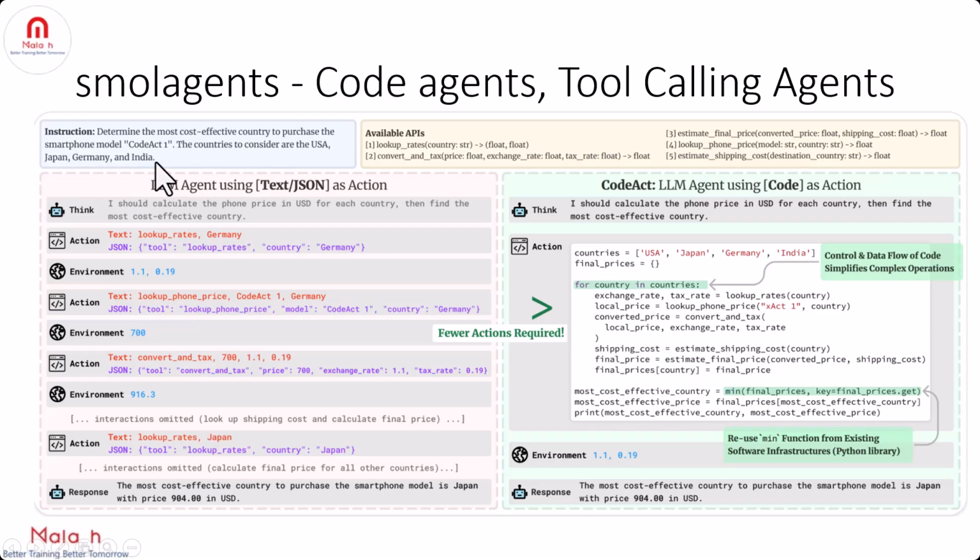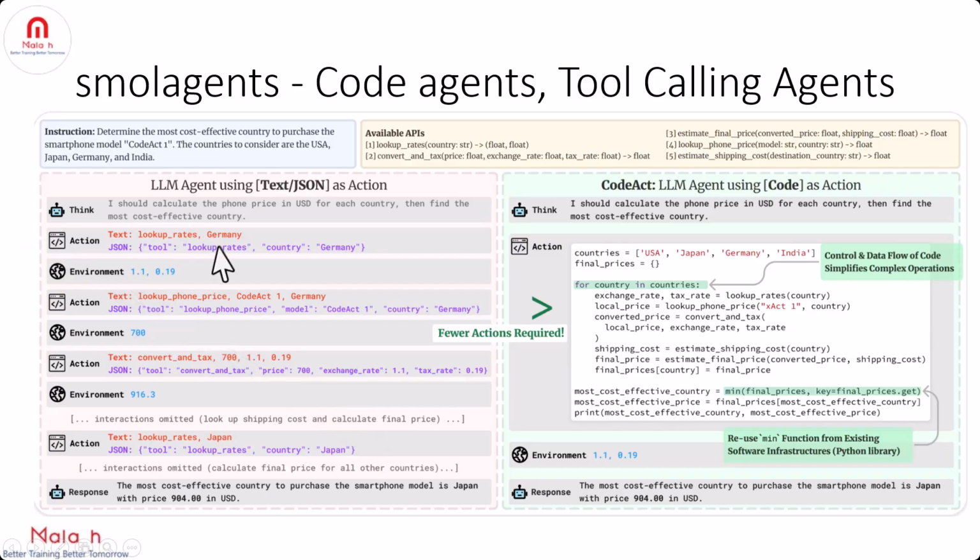We only have 4 countries. So what if we have multiple countries? For example, let's say we have 50 countries to compare, then you need to write 50 actions, right? In the case of a tool calling agent, the text or JSON action becomes hectic, because you need to specify this action for 50 countries. So you have to write this 50 times in the case of tool calling agents.